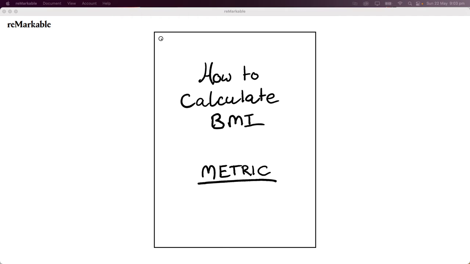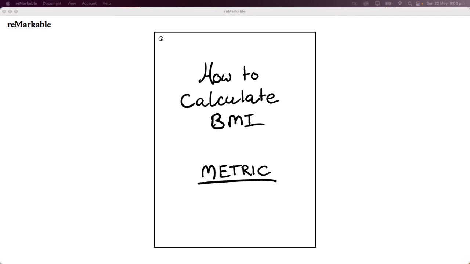Today, as the title states, we're going to look at how to calculate BMI using the metric system. We will look at the imperial system as well in another video, so please just refer to the links below in order to refer to that one.